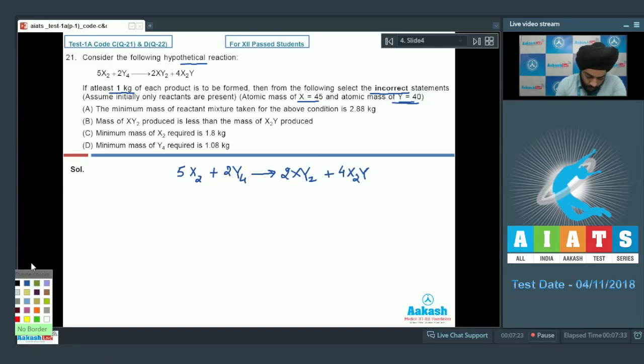So we have been given the molar masses of X and Y. The molar mass of XY2 shall be equal to 125. The molar mass of X2Y shall be equal to 130. The molar mass of Y4 shall be equal to 160. And the molar mass of X2 shall be equal to 90.